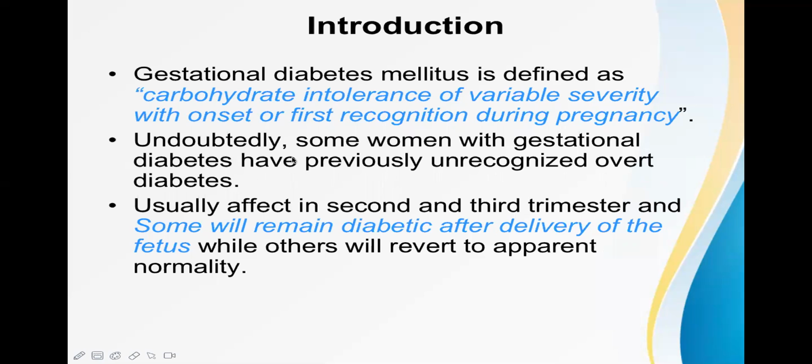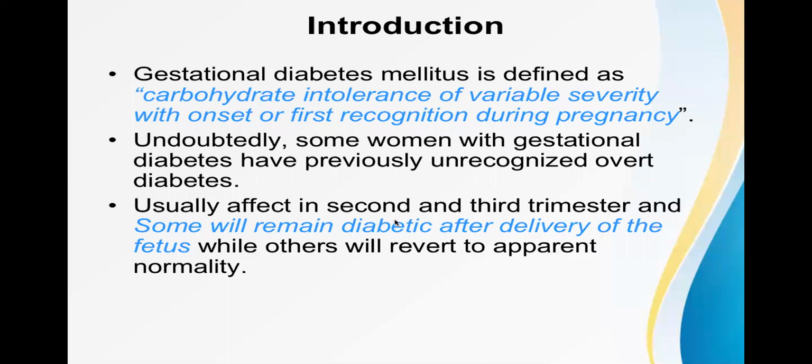Undoubtedly, some women with gestational diabetes have previously unrecognized overt diabetes. That is very well understood, isn't it? Because to diagnose overt diabetes, they should go for investigation. They should have some sign and symptom. And sometimes, if they are not there, maybe the asymptomatic glucose intolerance, then we cannot pick it up and we simply take it as gestational diabetes. But actually, it is a case of overt one.